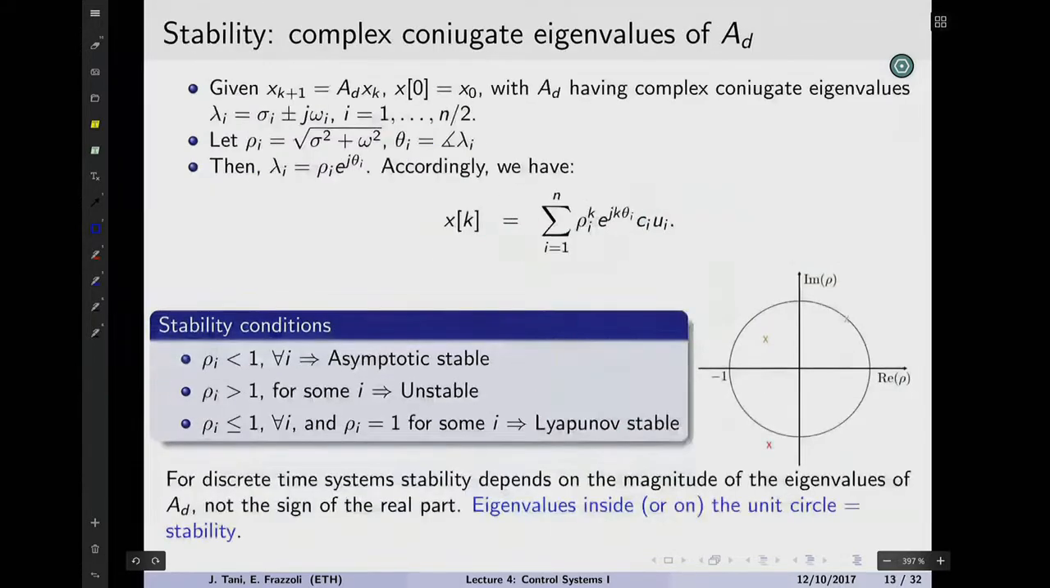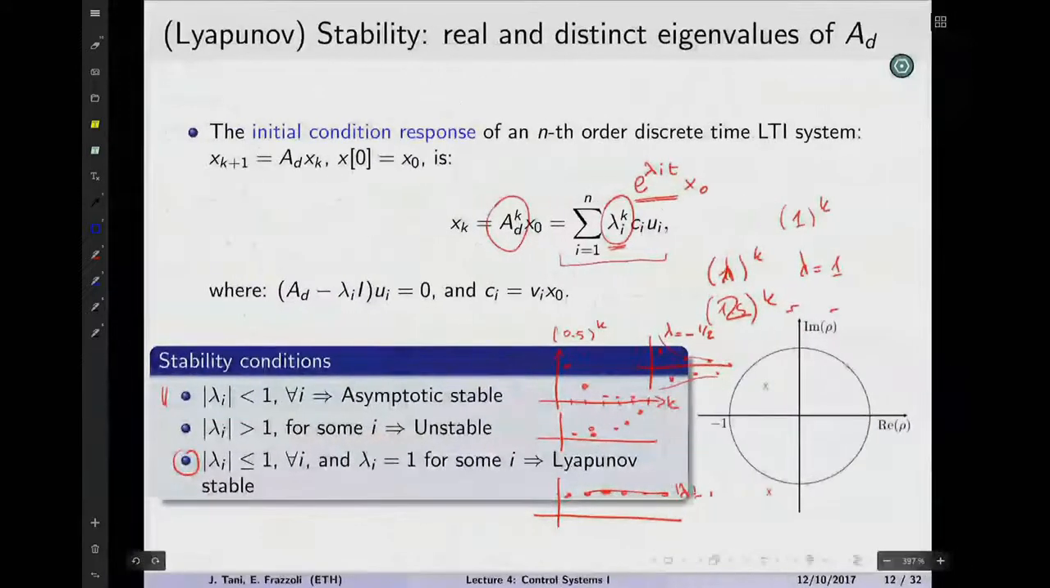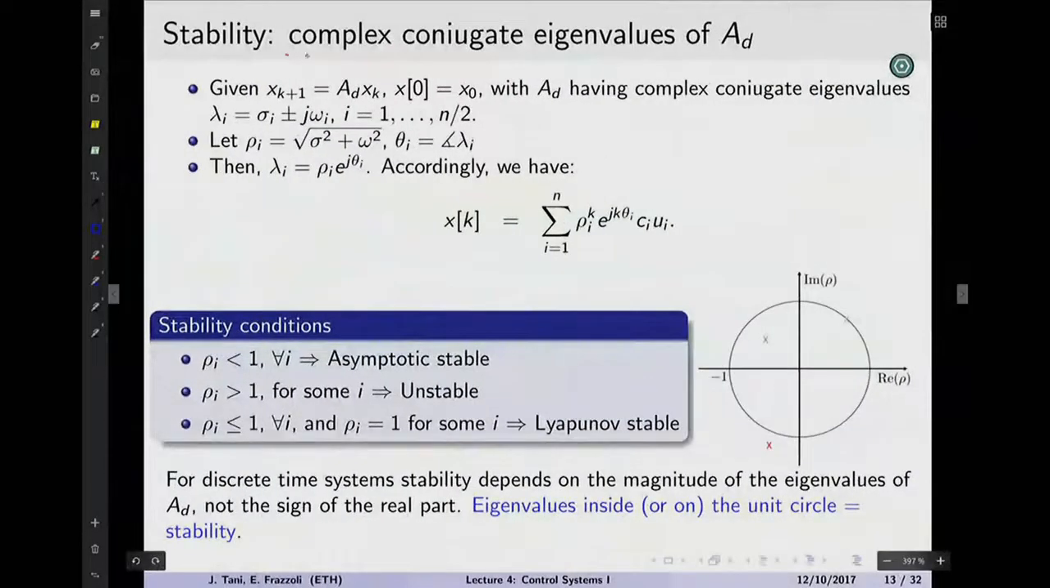So this formulation of the state evolution is for real and distinct eigenvalues. Now what if you have complex conjugate eigenvalues? Same story as before. I spare you all the passages, but the idea is you have one part that is related to the magnitude of the eigenvalues of A. Let the eigenvalue be a complex conjugate number, so they have a real part, sigma, and an imaginary part, omega.